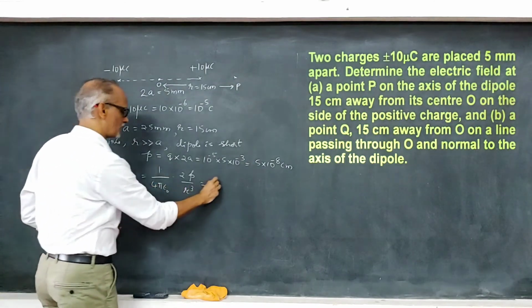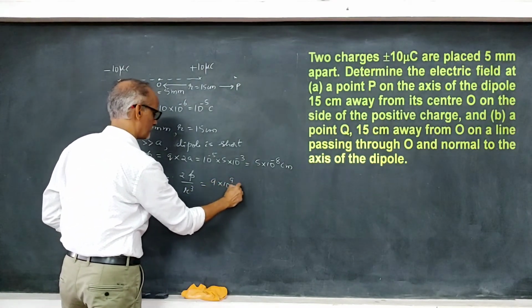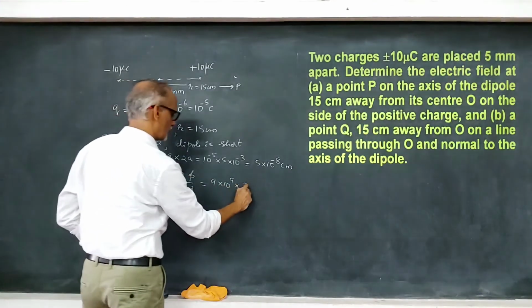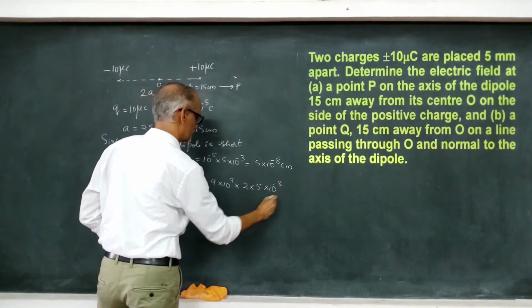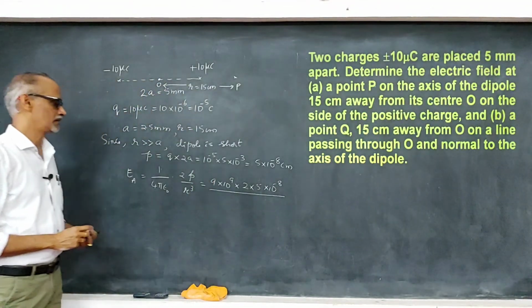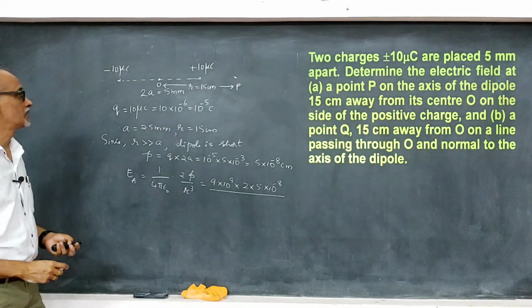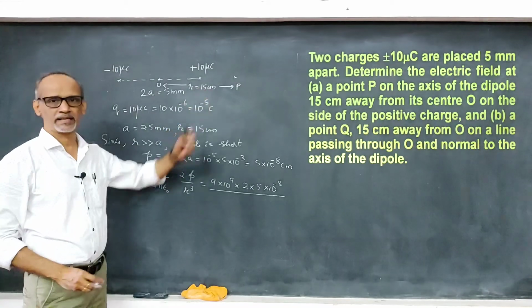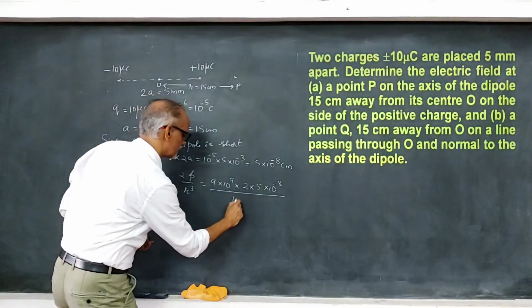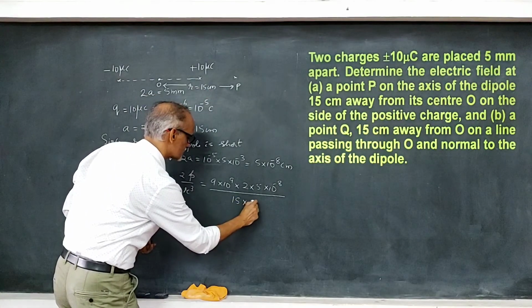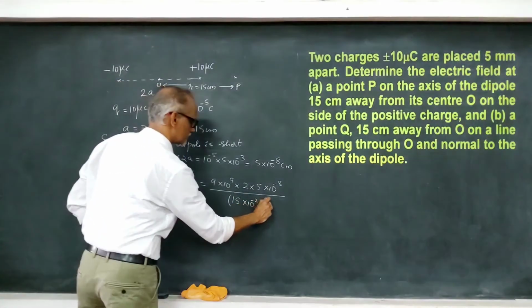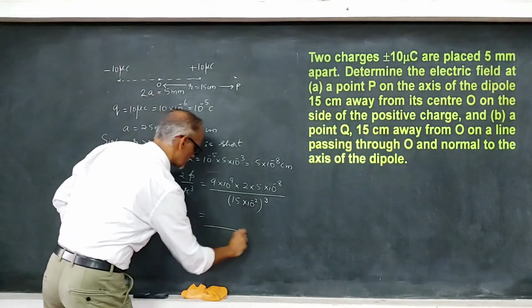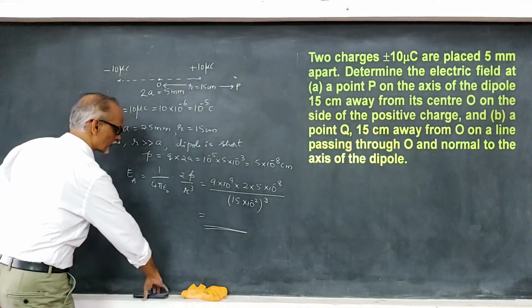1 by 4 pi epsilon naught is 9 into 10 to the power 9. 2p, 2 into the dipole moment, is here 5 into 10 to the power minus 8, divided by the value of R. R is given as 15 centimeter, 15 into 10 to the power minus 2, and then the cube of it. So this we need to simplify.